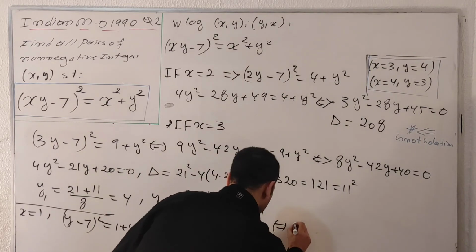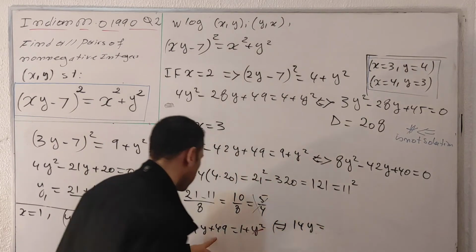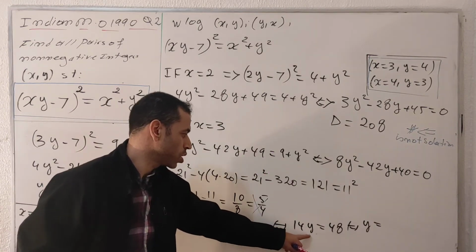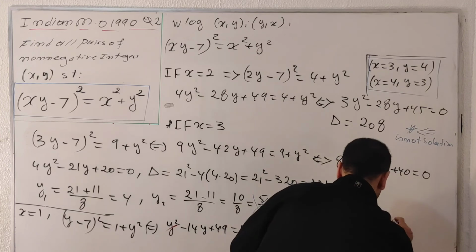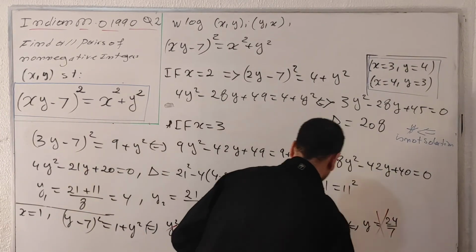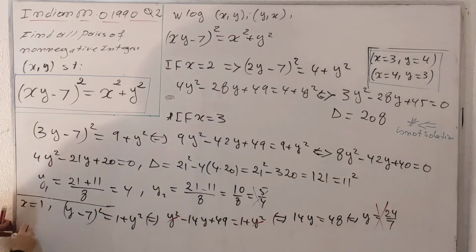I will have ended with the following expression: 14y equals 49 minus 1, which is 48. By simplifying out number 2 from both sides, I will get y equals 24 over 7, which is not an integer. That means it's not a solution. Okay, let's check the last case when we have x equals 0.